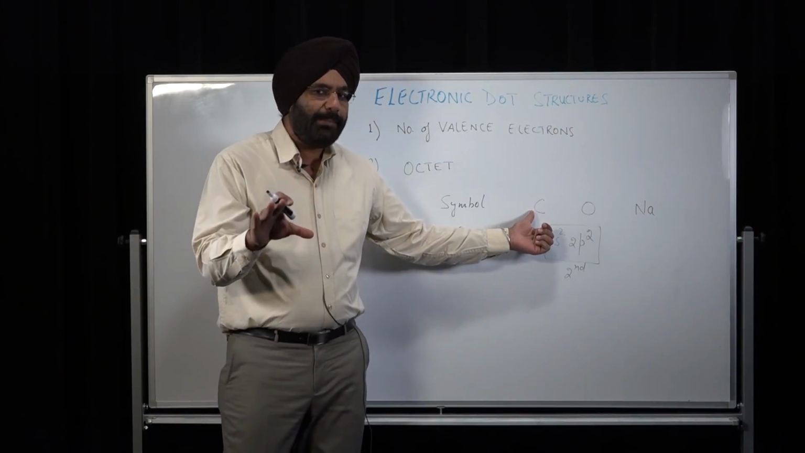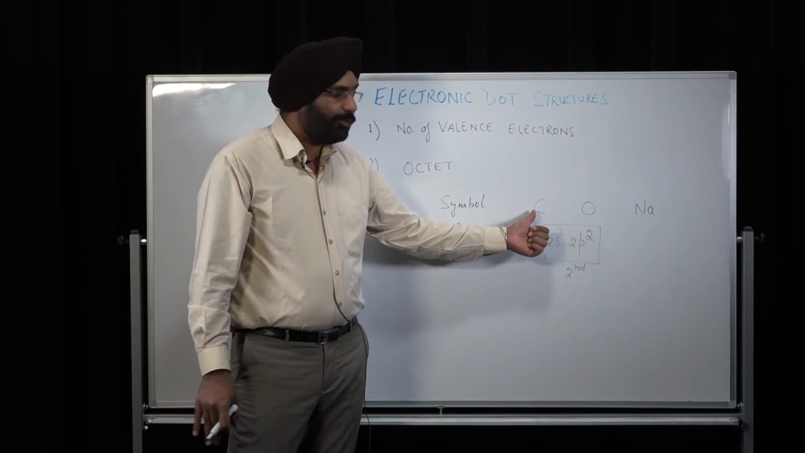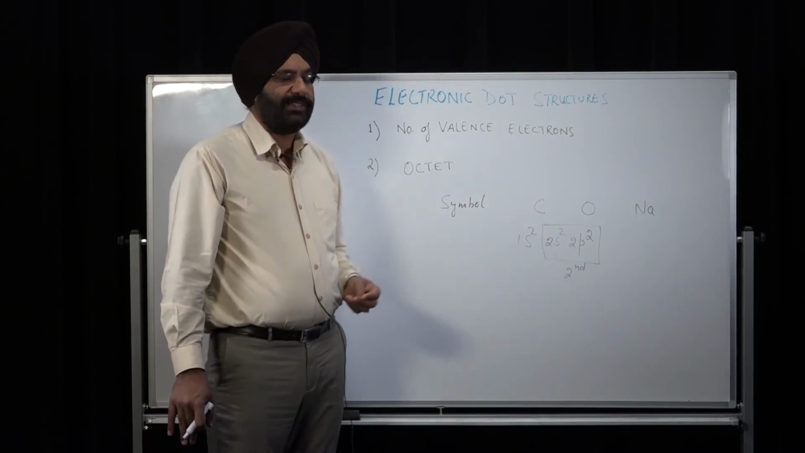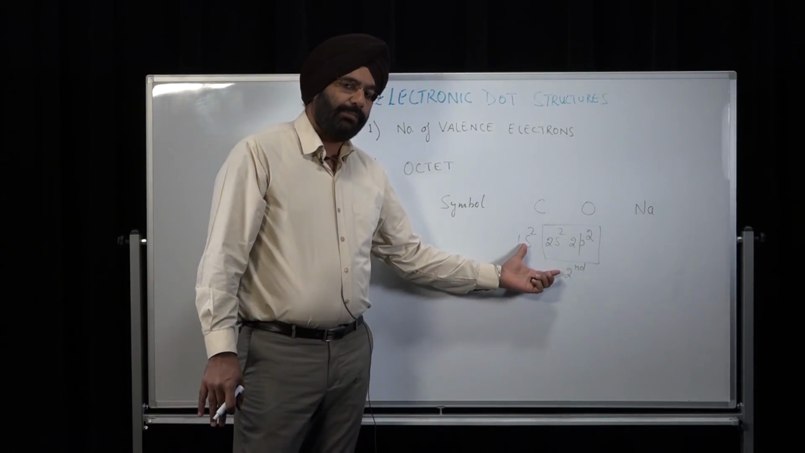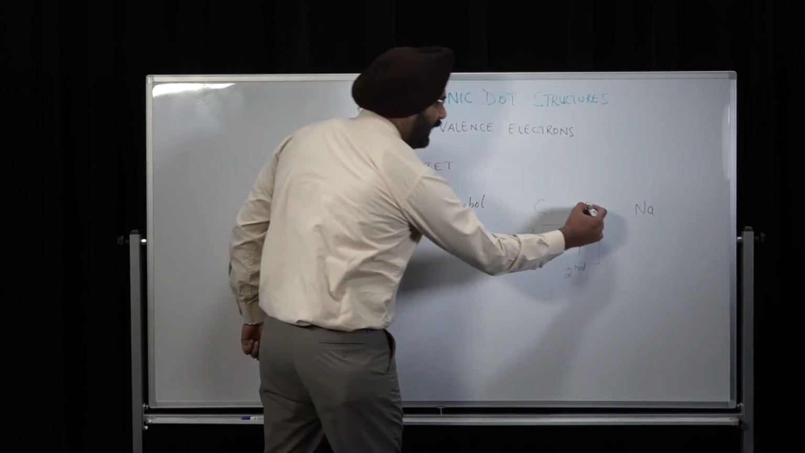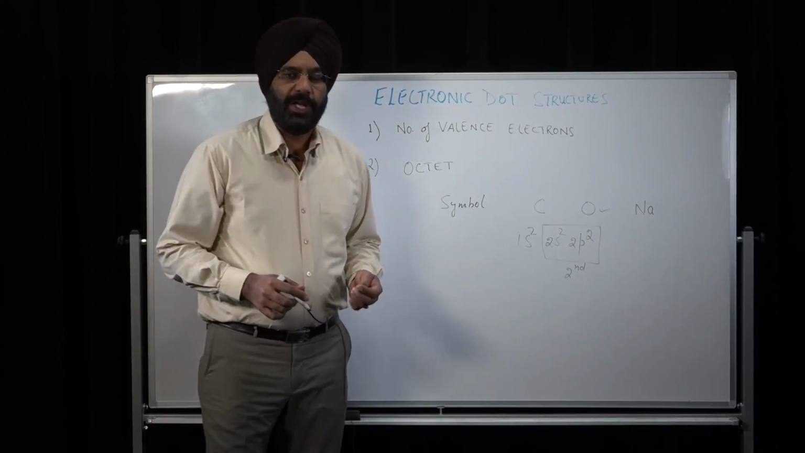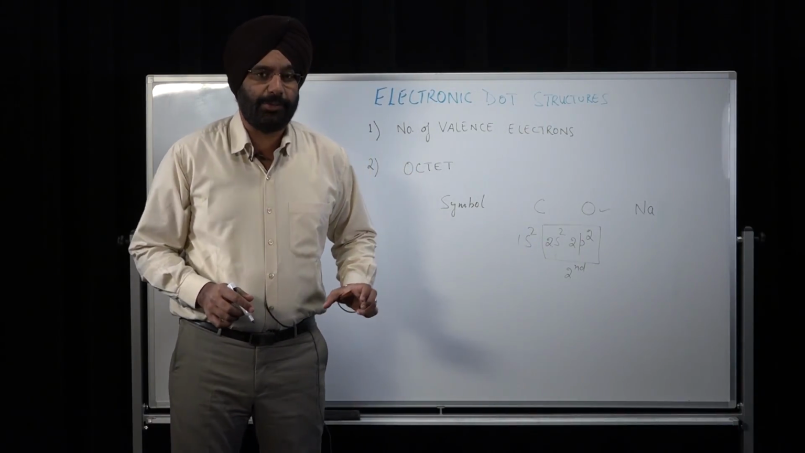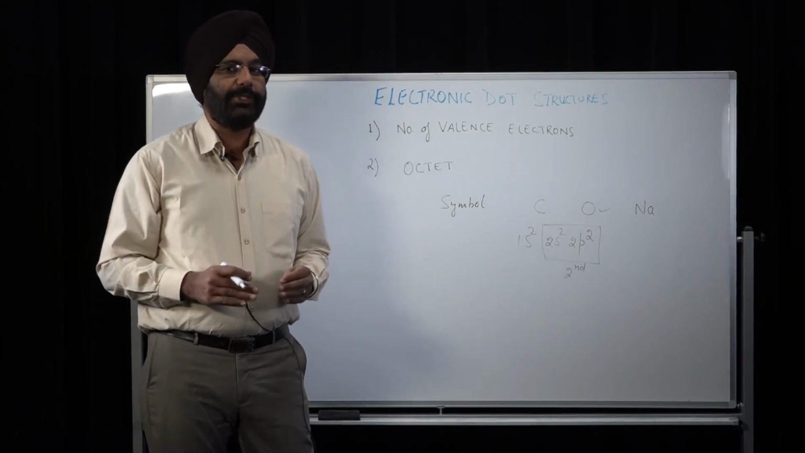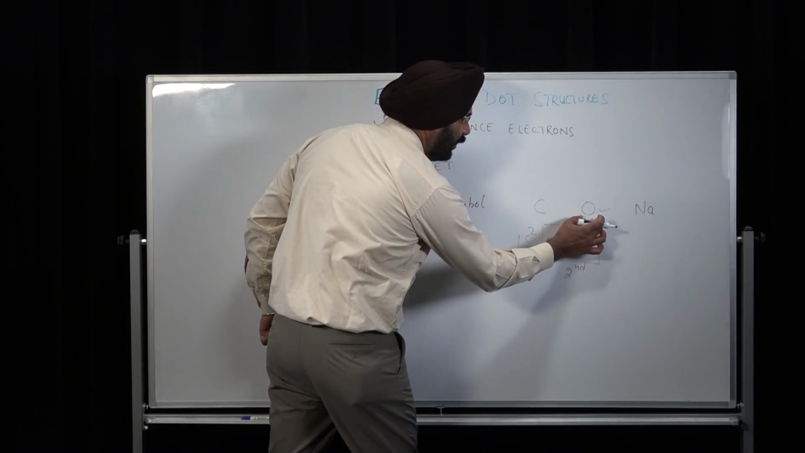So the group number gives you the number of valence electrons. Carbon belongs to the 4th group, so that means it has 4 valence electrons. Either way, from the electronic configuration or from the group number. In the same way, I can find out the number of valence electrons for oxygen. Oxygen belongs to the 6th group in the periodic table, so it has 6 valence electrons. I can also determine it by writing the electronic configuration for oxygen.